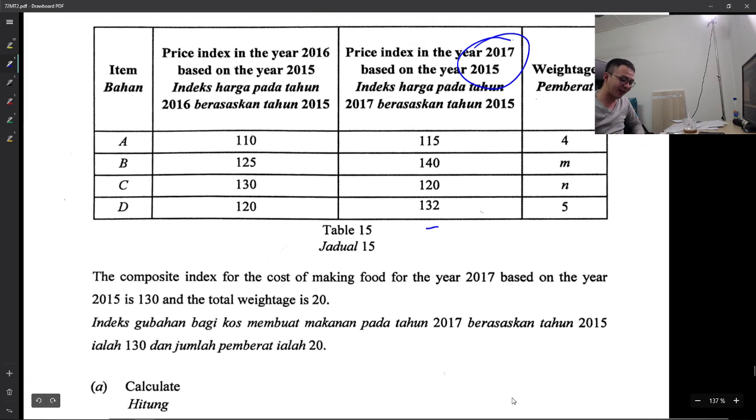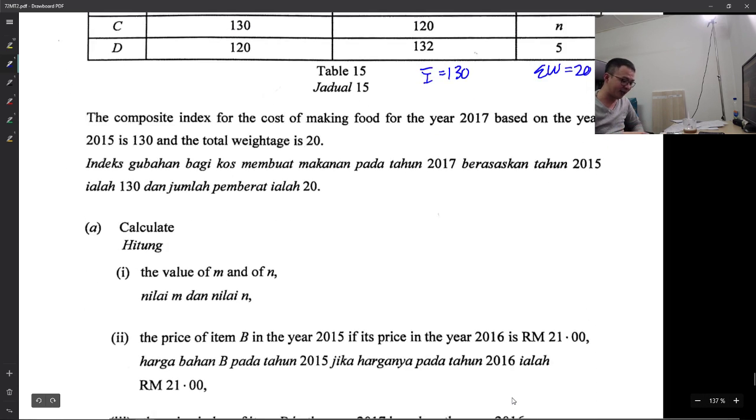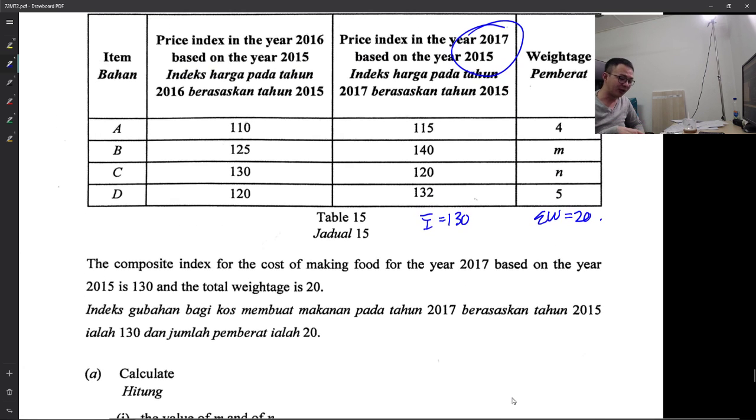The composite index will be 130, and the sum of weightage they give you is 20. Then they ask me to calculate the values m and n. So I will need to calculate m and n first. Since I know the sum of weightage, I will do the weightage equation. 4 plus 5 is 9. 9 plus m plus n equals 20. Then m equals 11 minus n. That's my first equation. Later I will need to do some substitution here.